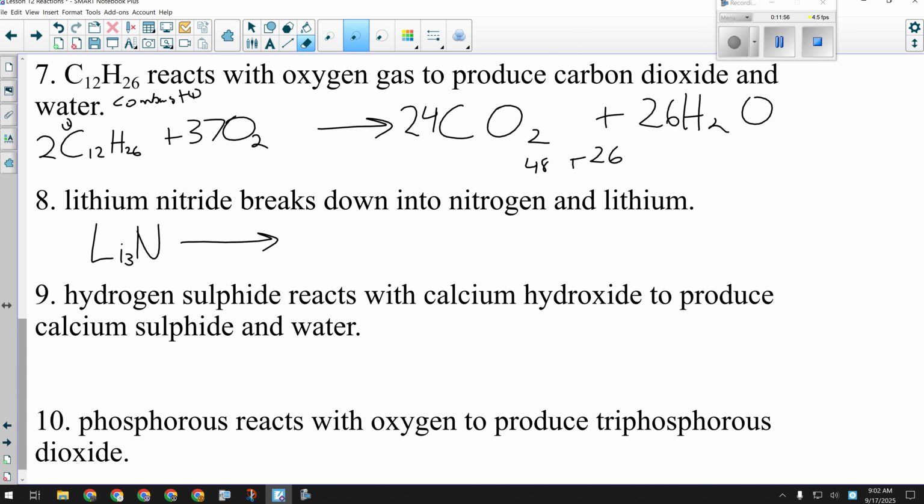Decomposition reactions are ones you always have to watch for the production of special elements. It's going to break down into nitrogen and lithium, or either one of those special elements. Which one? Nitrogen comes as a 2. If I forget that, I'm not going to get the balancing right. Little details, a lot of details when we're doing this.